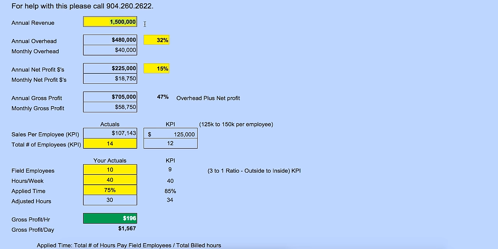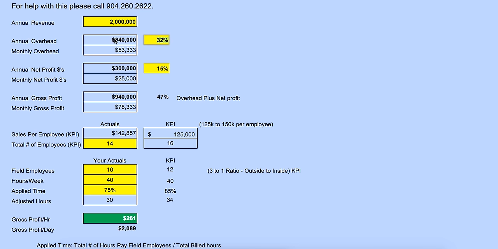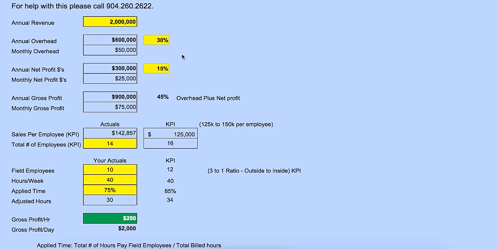Let's just say my top line revenue is $2 million in my company. What you're going to do is take this percentage and make it equal the dollar amount that will work for your company just by adjusting in here. So let's say it's 30%. Let's say I know my overhead is $600,000. That means I have a monthly overhead of $50,000. Now that may change, it may go up and down, but we're trying to find a minimum what we can sell at for our gross profit dollar amount.